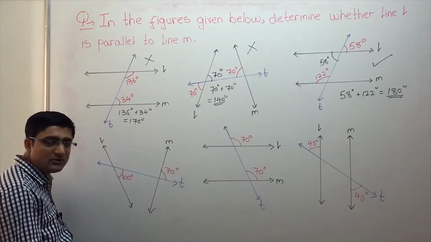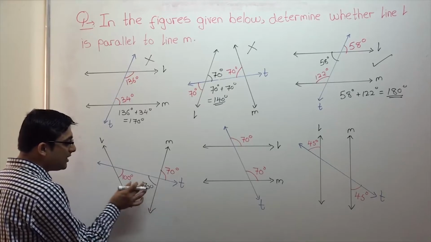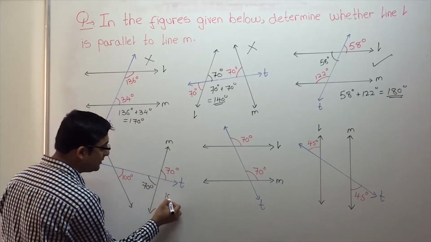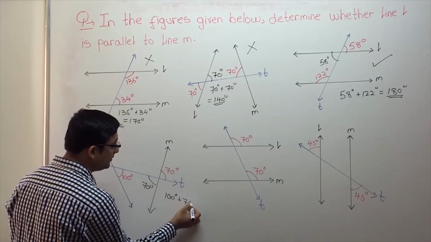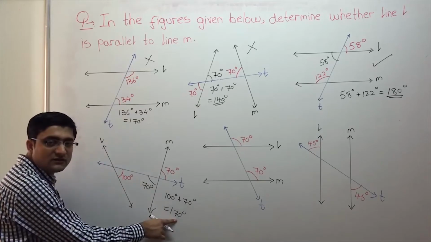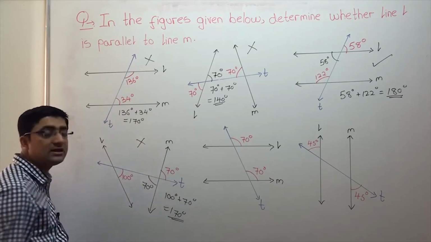Similarly here, this angle is 100, this angle is 70. One way by which we can do it: this is 70, so the vertically opposite angle will be 70. Again, we have interior angles on the same side of the transversal. Find their sum. 100 plus 70, it is 170 degrees. Are interior angles on the same side of the transversal supplementary? No. Why? Their sum is not 180. So these two lines are not parallel.